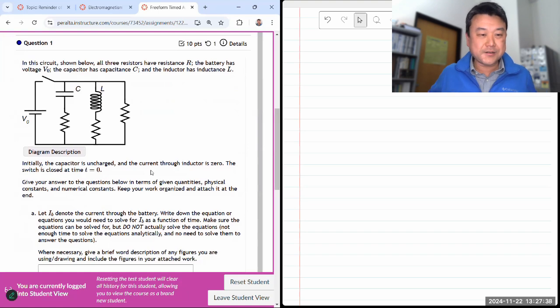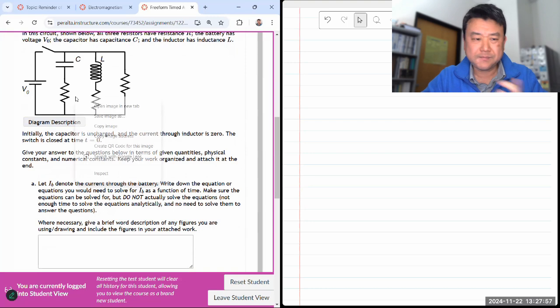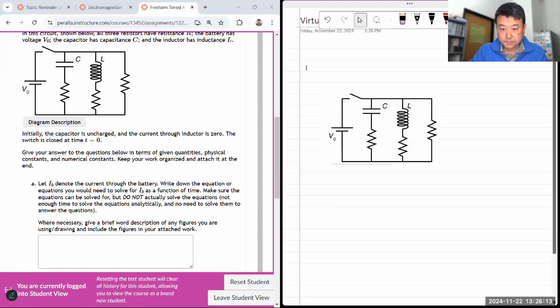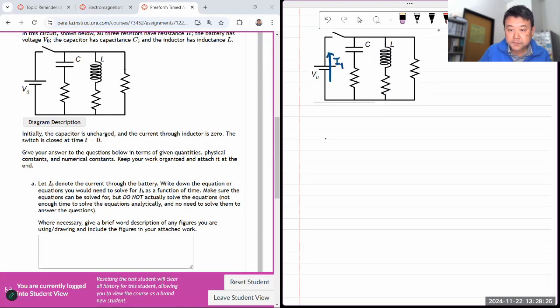Okay, it says in this circuit shown below, they all have resistance R, voltage, capacity. Initially the capacitor is uncharged. Give your answer in terms of the given quantities. Let me start labeling this. This is hard to read and I try to keep this stuff in my head. All right, so let's write stuff down so that I don't forget. I have current through the battery, IB. Write down the equation or equations you need to solve for IB as a function of time.